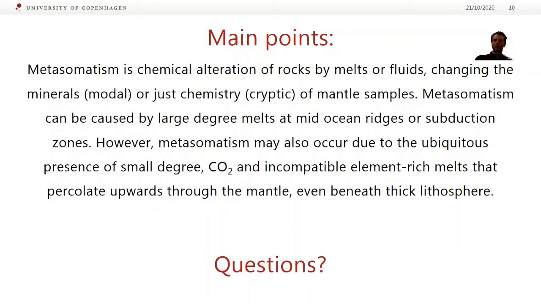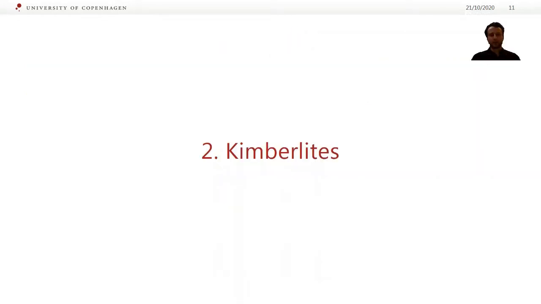Okay, so the main points from that section. Metasomatism is chemical alteration of rocks by melts or fluids, and it can either change the mineral or chemical composition of mantle samples. That's modal or cryptic metasomatism. We see it fairly obviously caused by large degree melts at mid-ocean ridges or subduction zones, but there may also be this kind of ubiquitous global process of small degree melt metasomatism by carbonate and water-rich melts, even beneath thick lithosphere.